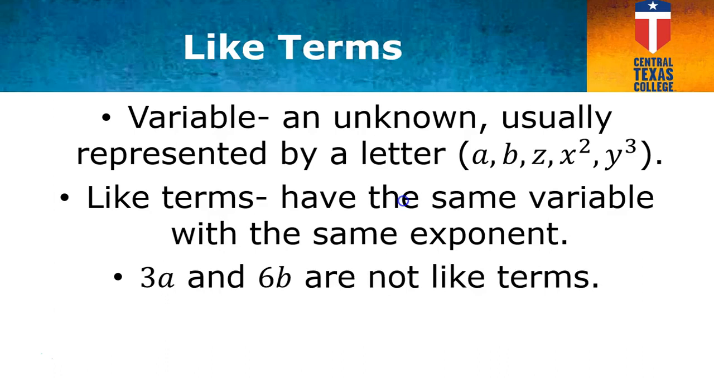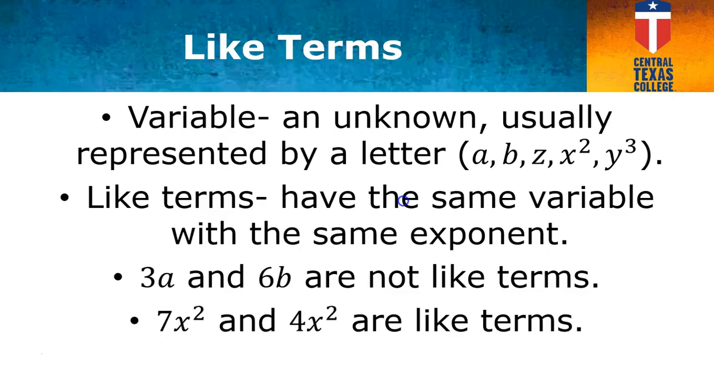So 3a and 6b are not like terms because the variable a and the b are not the same. And 7x squared and 4x squared are like terms because the variable x is the same and they both have the same exponent, which is 2.